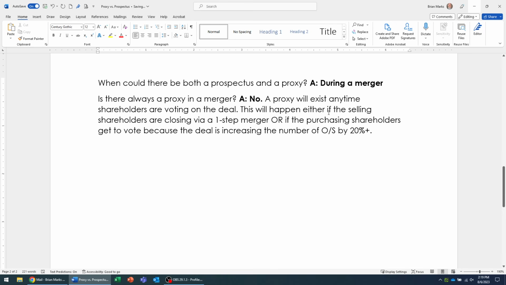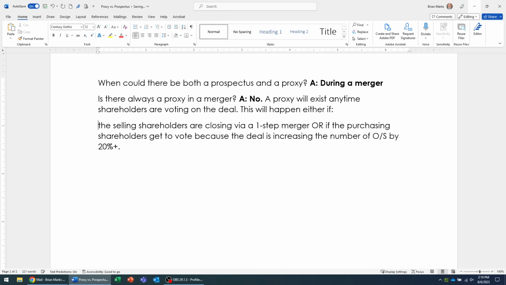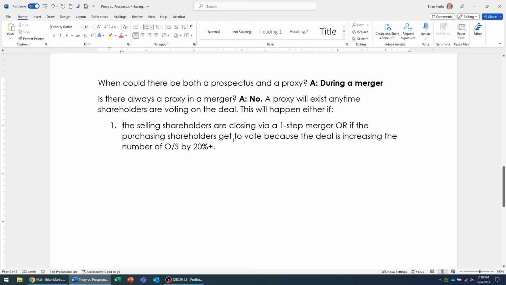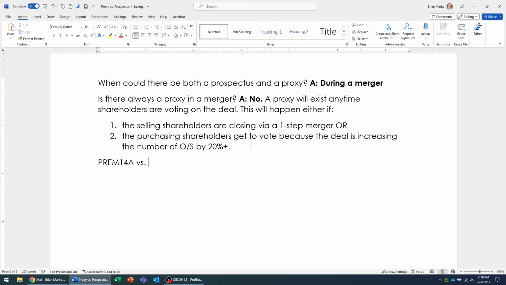So let me just repeat these two circumstances: the selling shareholders are closing via one step, or the purchasing shareholders get to vote because the deal is increasing the number of outstanding shares by 20%. In those two cases, you'll have a proxy. And they're merger proxies, so you have an M in there. So pre-M14A versus a def M14A, with the same timelines as annual proxies, which is the 10 days and the 20 days outlined above. So that's when you have a proxy in a merger.